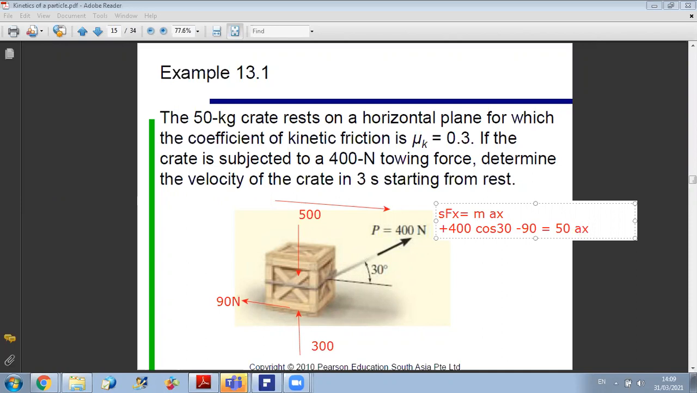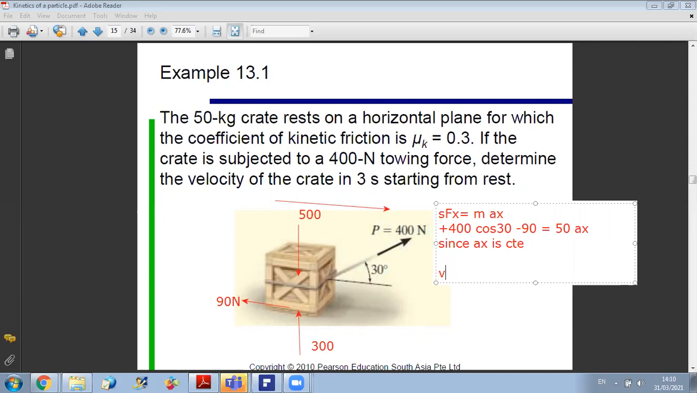Can we say here that ax is a constant? Yes. Of course, because all forces acting on our block are constant. So of course, the acceleration will be constant. So we get the value and we say since ax is constant, then we can apply the relations of constant acceleration that we learned in the previous chapter.